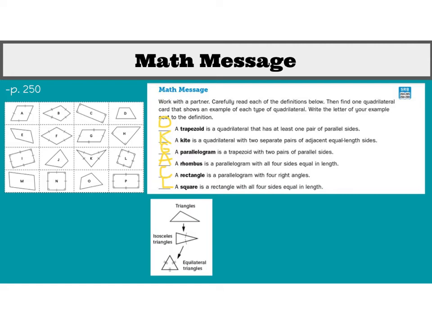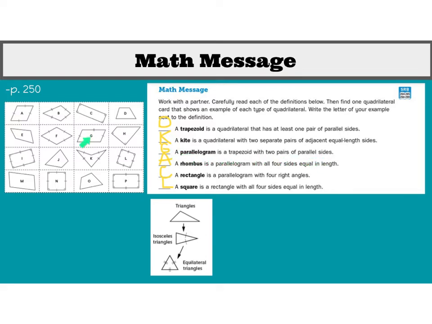K for a kite. How fitting, right? Because it starts with kite, K. But anyway, a kite is a quadrilateral with two separate pairs of adjacent equal length sides. So adjacent means that they're next to one another. So we can see that. And then a parallelogram is a trapezoid with two pairs of parallel sides.